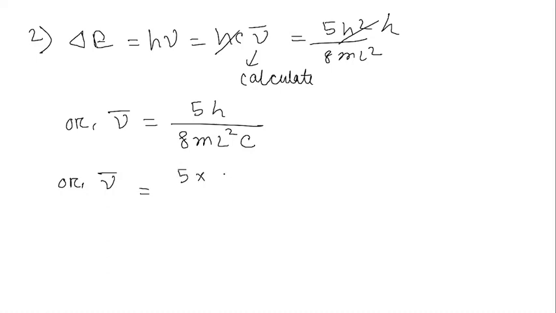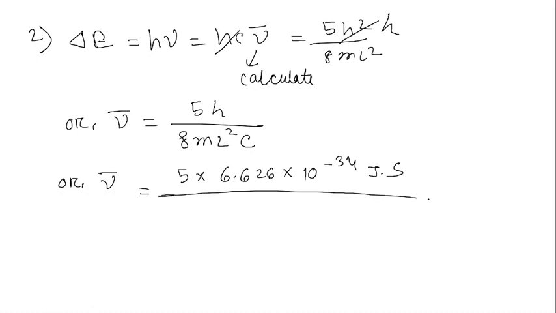This is the Planck's constant with unit. Always put the values with units. What was the mass? Check once. 9.109 into 10 to the power minus 31 kg.